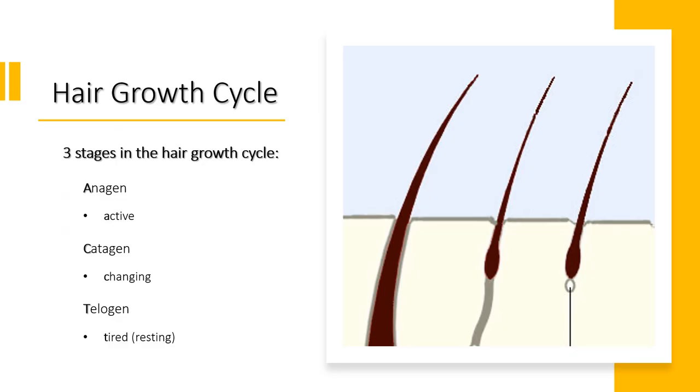There are three hair growth cycles, or three stages to your hair growth, and these are known as anagen, catagen, and telogen. And if you think of them as ACT, A-C-T, anagen is the active part of the hair growth, catagen is the changing part of the hair growth, and telogen is the tired or resting part of the hair growth. So anagen is the active, and it goes from active then to changing between being active and resting. So anagen, catagen, telogen, that's the growth cycle of the hair.